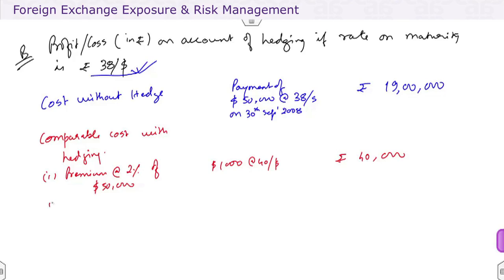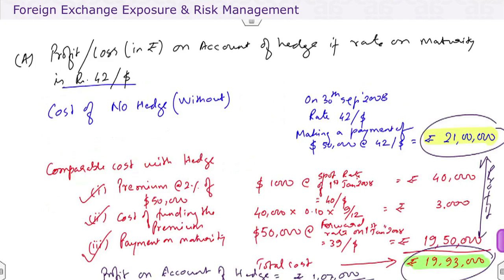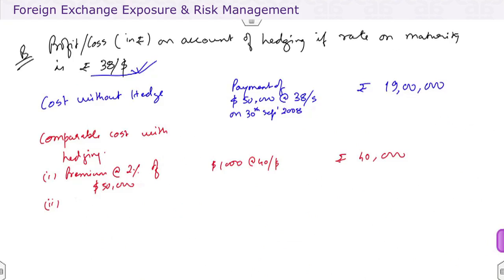Then again, the second part is similar, that you would be entering into a cost of funding for this premium, which is the same 3,000. So this would be cost of fund on premium, 40,000 rupees into 10% for 9 out of 12 months, 9 months till September, rates are given per annum, so it comes to rupees 3,000.